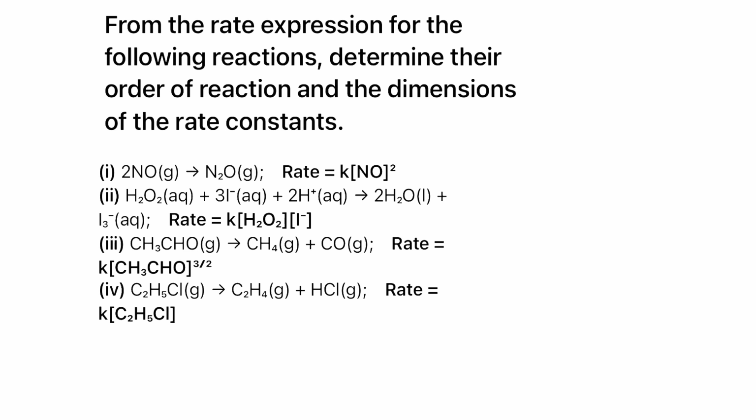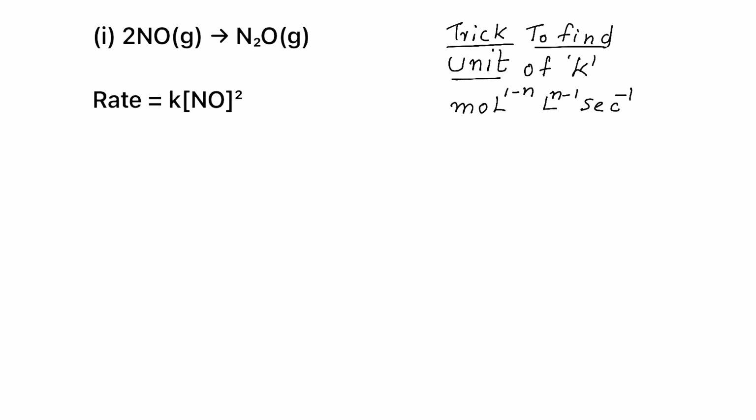From the rate expression for the following reaction, determine their order of reaction and the dimension, which means unit, of the rate constant. Okay. First question, 2NO gives N2O. Rate expression is what? R is equal to K, NO raised to 2. And from the power, we are directly getting the order, right? What is the order? Order is 2.